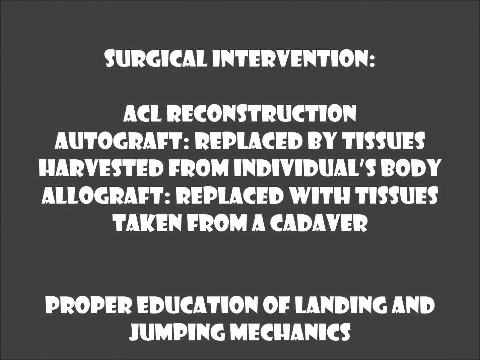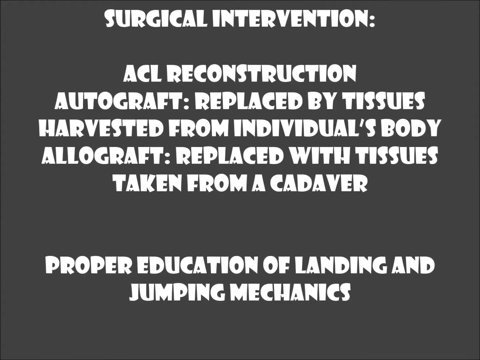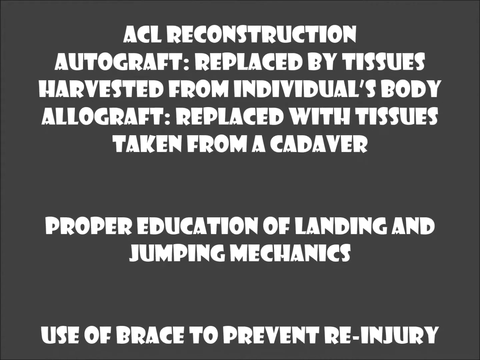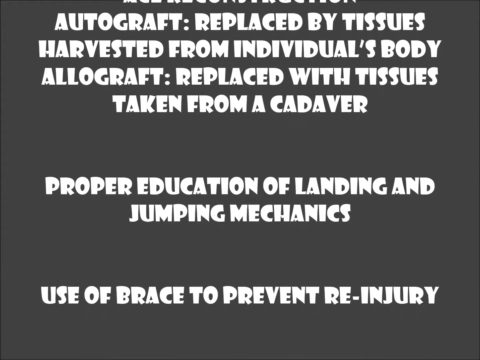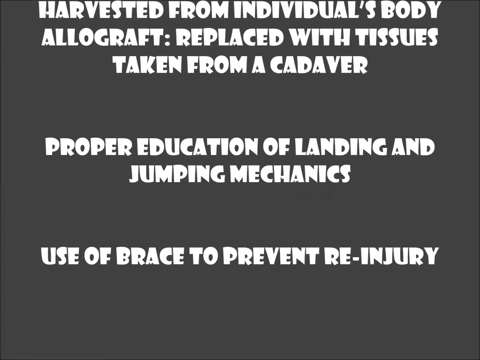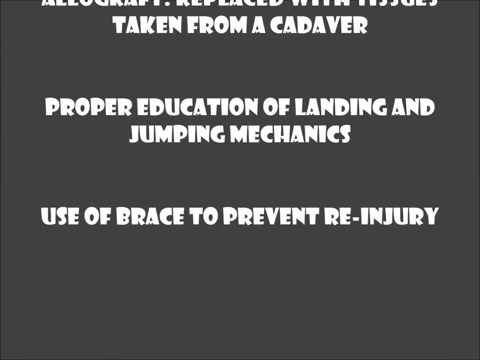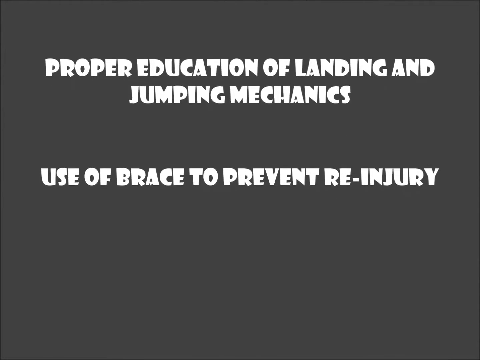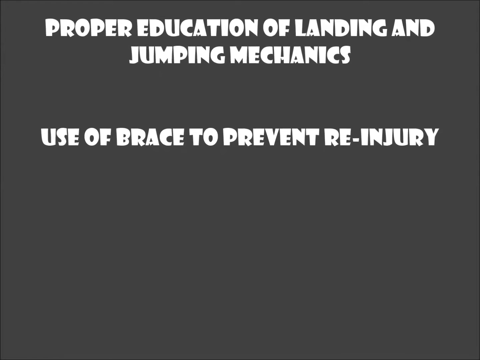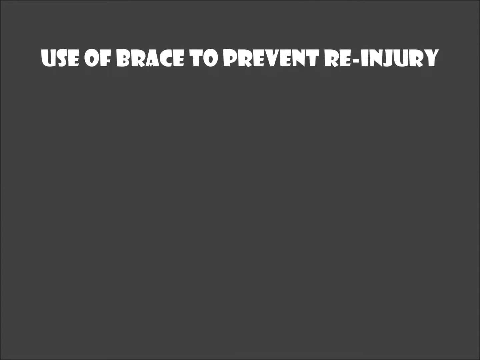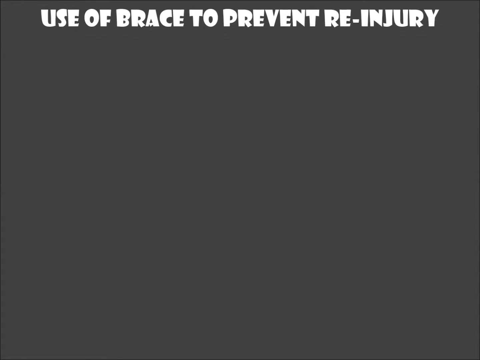Two of the forms of ACL repairs would be an autograft, which is a replacement of the tissues harvested from the individual's own body, or an allograft, which is a replacement of the tissues taken from a cadaver. And prevention would be proper education of landing and jumping mechanics, and also using a brace to prevent re-injury.